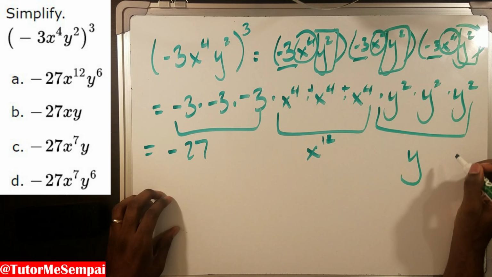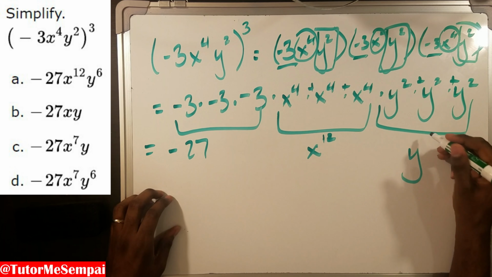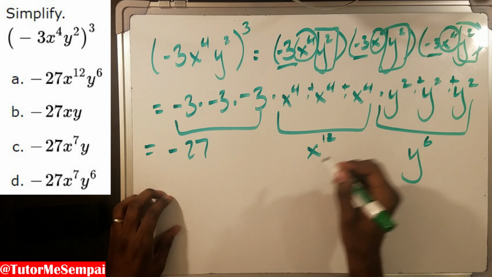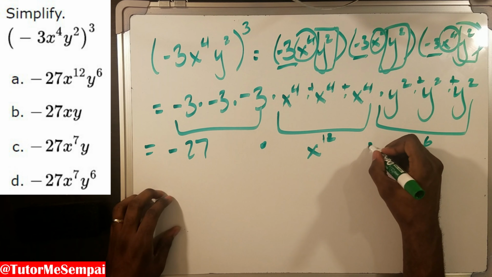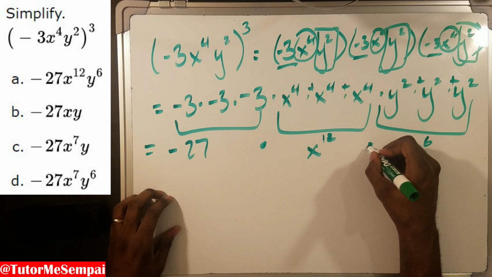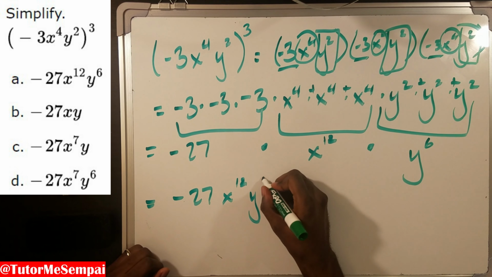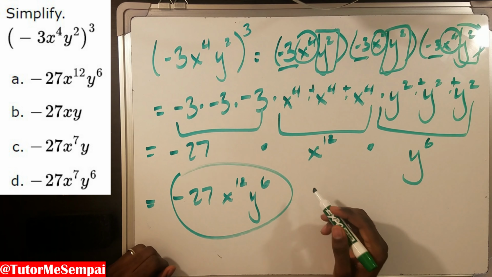Same base, add across. 2 plus 2 plus 2 gives us 6. So when we do all these, remember everything is being multiplied, so we're going to bring down the multiplication in between these. So we rewrite this as negative 27 x to the 12th power y to the 6th power. This is how we simplify our monomial.